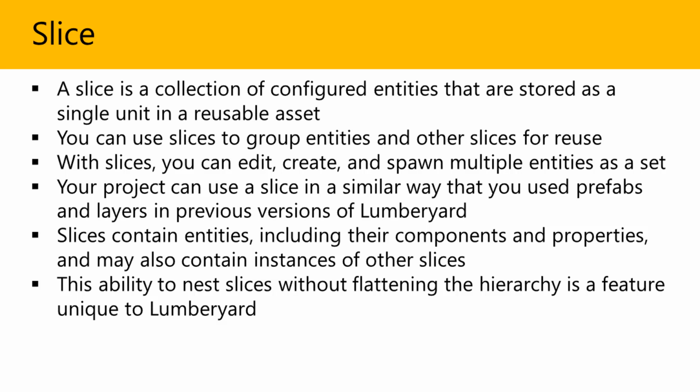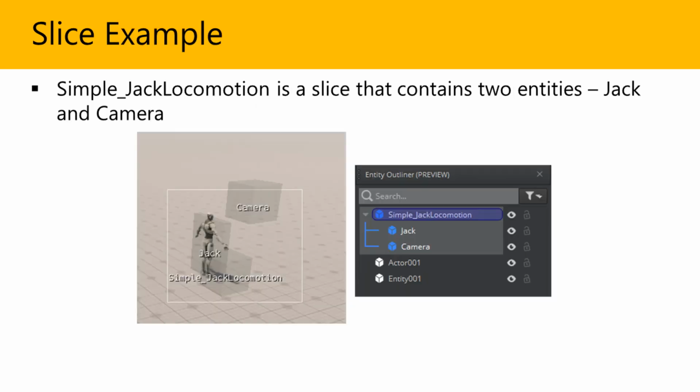And finally, we have the slice itself. It's simply a collection of configured entities that are stored as a single unit in a reusable asset. So we can store or use these slices, for example, to group entities and other slices for reuse. These are very powerful. So with slices, you can edit, create, and spawn multiple entities as a complete unit or a set. So here's an example of the slice itself. So simple Jack locomotion is a slice that contains two entities. You see Jack, an actor, right? The image, person, and then the camera. So both of them are grouped to be reused at any point in time.